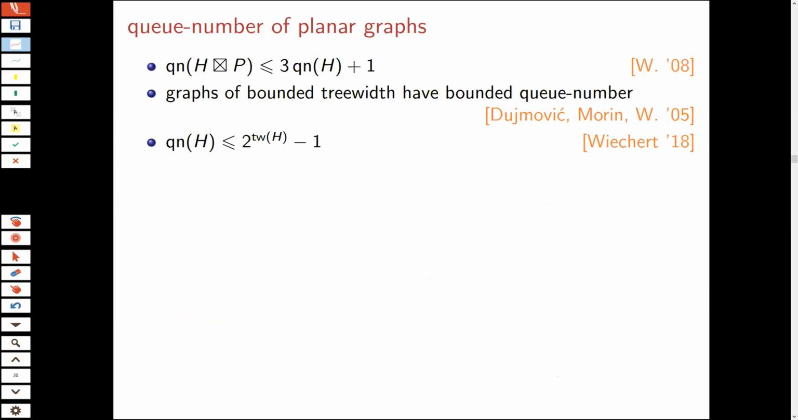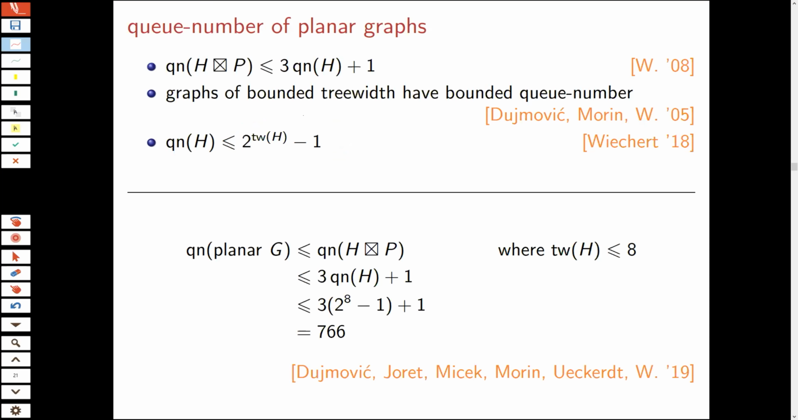Here's our 3 ingredients. Products have small Q number, graphs of bounded tree width have small Q number. And in fact, Weikart had a much better upper bound than the previous one. The previous proof had a doubly exponential function bounding the Q number of tree width. Graphs of given tree width, Weikart got a single exponential with a much simpler proof. But now we just plug all these things in.